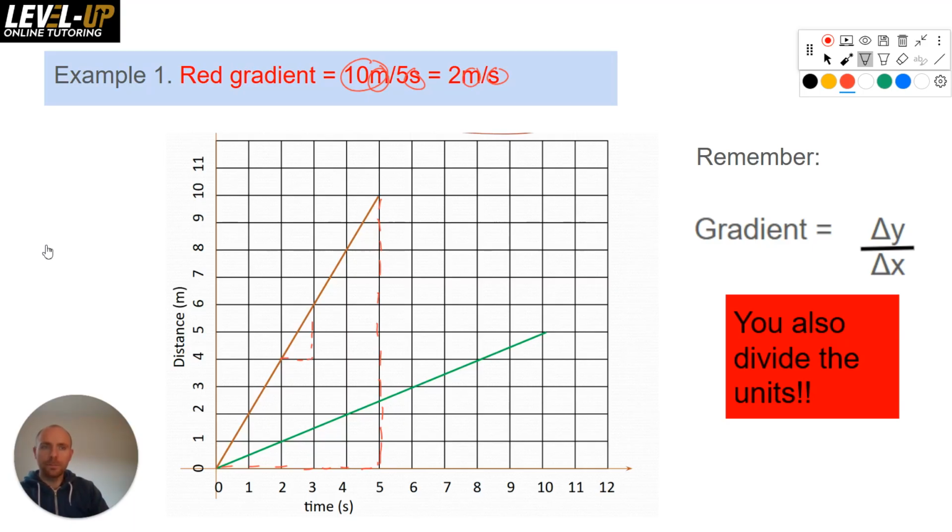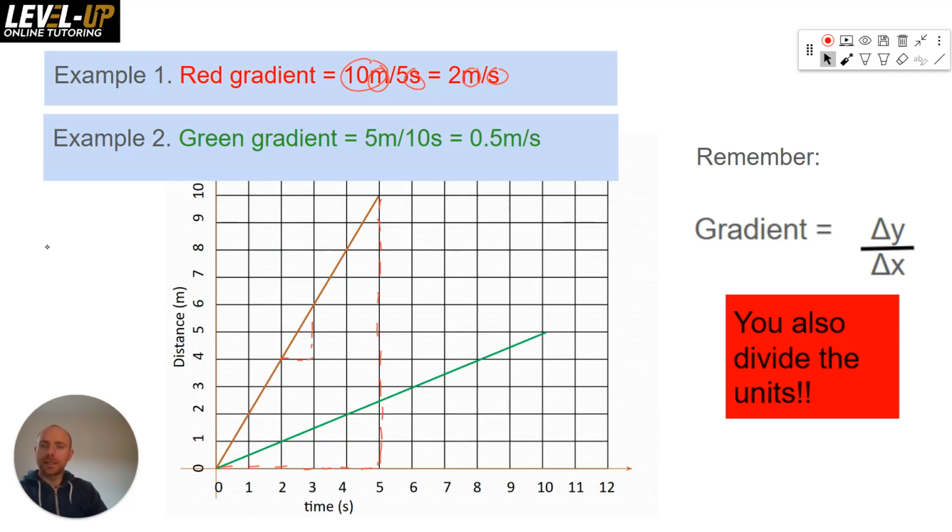If I was going to do the green line now, same idea. My increase in y, or my change in y, is going to be from here up to here. Let's do it along that point. Going to use the whole triangle again, the whole graph. Here's my increase in x this time. So now I've got 5 divided by 10, but I've also got 5 meters divided by 10 seconds. So again, I get 0.5 meters per second. That gives you the units for speed.